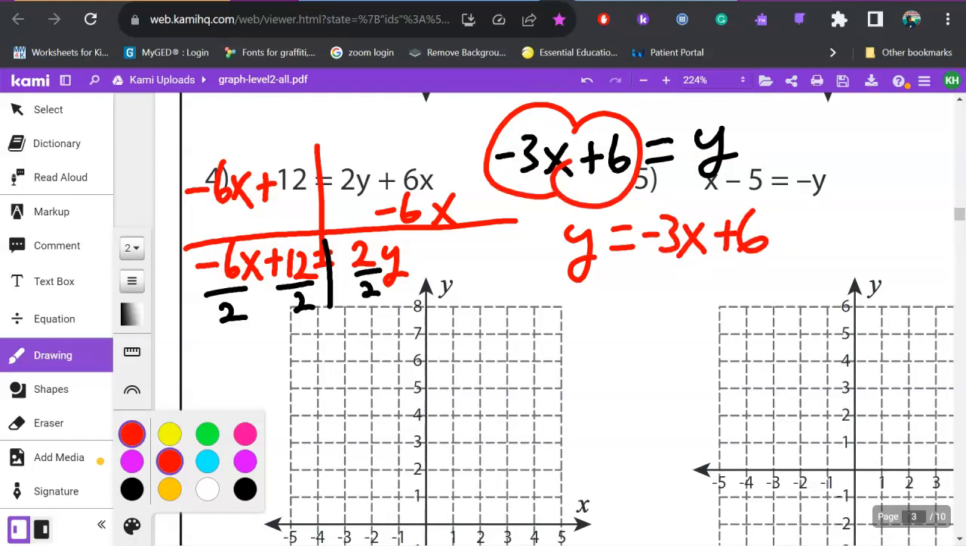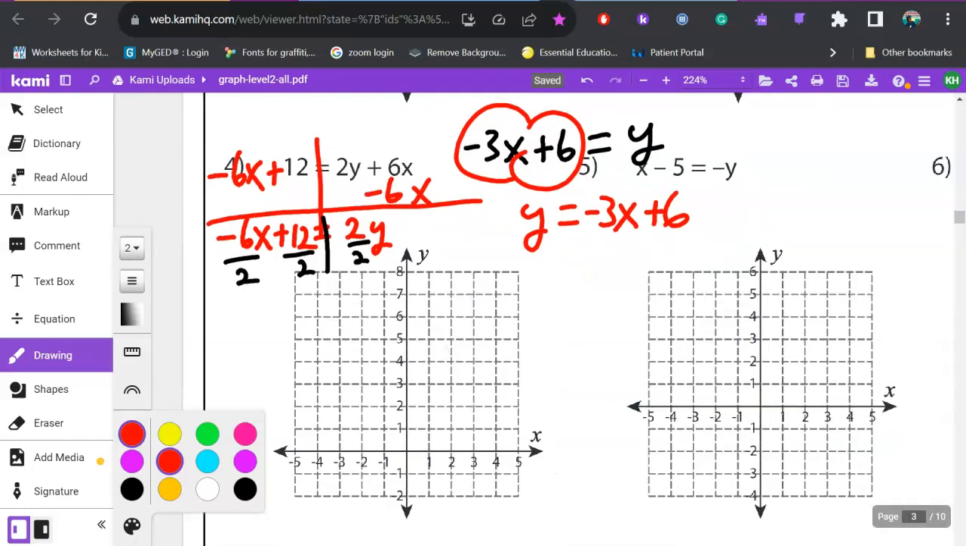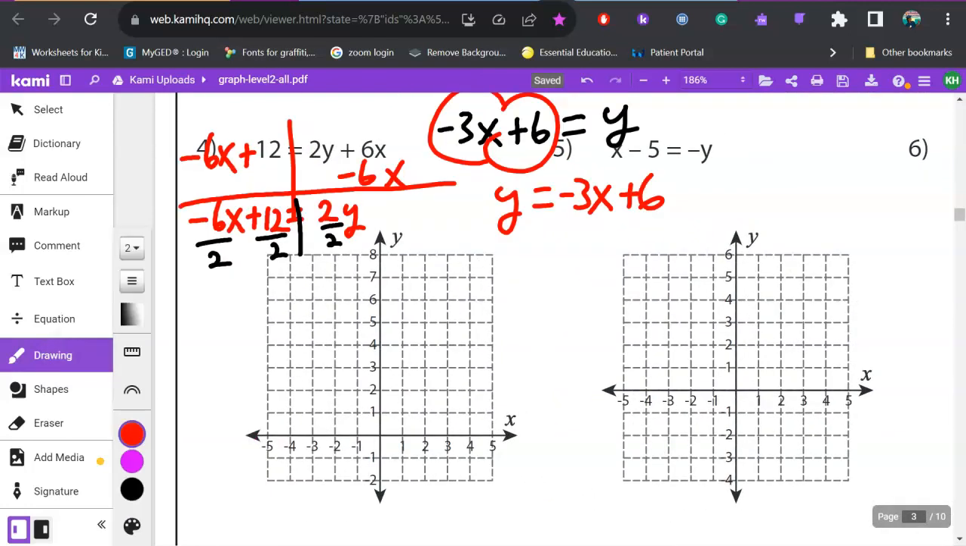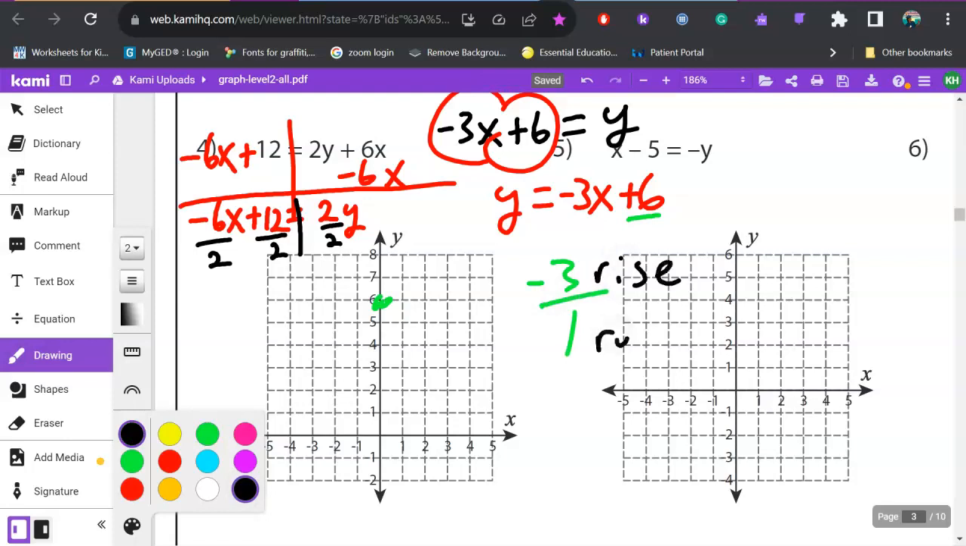That I can graph. So I'm going to go to my graph. You know you're going to start with the y-intercept, which is 6. Start at my +6. And my slope, see that slope of a -3? Let me bring it down here. I'm going to put a 1 there. So I have my rise, and I have my run. Remember, rise can go up or down, run to the right.